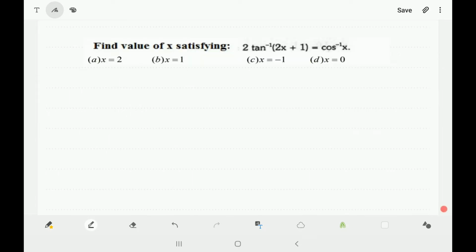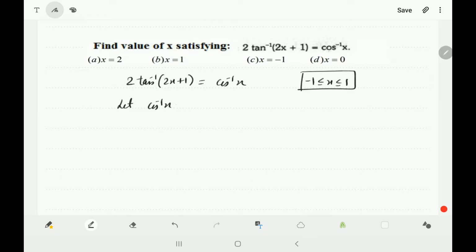This is also a problem of ITF equations. Okay, so for objective purposes you can just directly put the values and cross check, but right now we'll be solving it completely. So what we will do is, we have this equation 2 tan inverse of (2x plus 1) is equal to cos inverse x. Writing domain is an easy thing here, so we will just write domain. For tan inverse it should be x belongs to R. For cos inverse x it is for x belonging to closed interval minus 1 to 1. So intersection of both will give us domain as x belonging to closed interval minus 1 to 1. Okay, now for solving this problem, let's consider cos inverse x as theta.